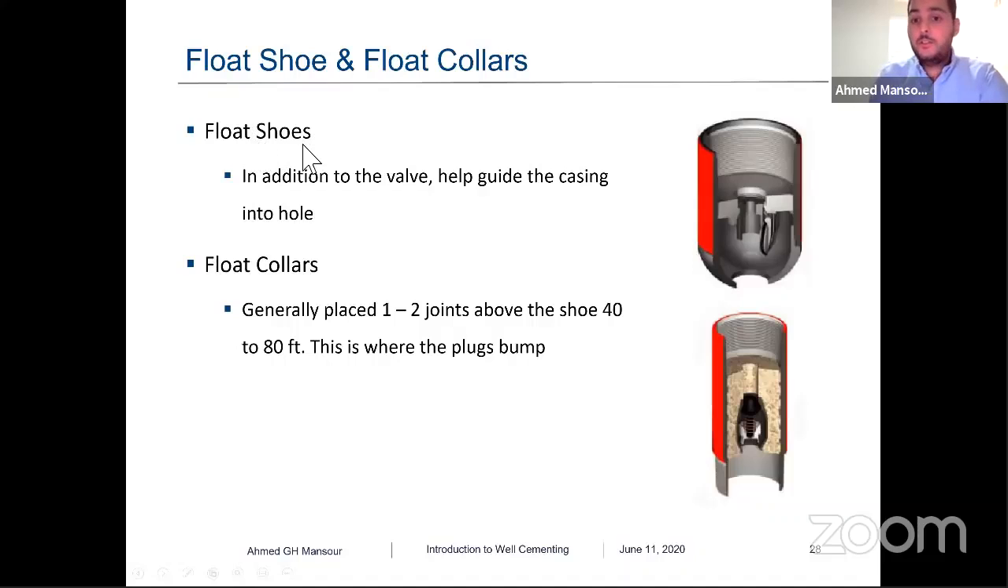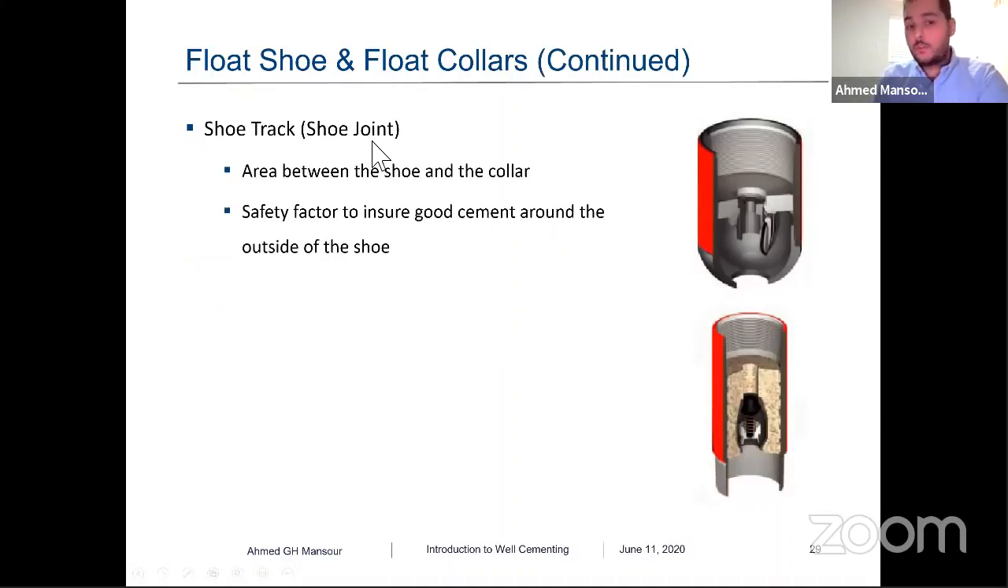And here the float shoe, as you can see, is similar to the guide shoe, but it has a valve here. It's a one-way valve, allowing the cement to go through it but not return. We have float collar. Float collar is a valve that we set one or two joints above the float shoe or the guide shoe. It allows the cement to go through it one way and not return to the casing. And the shoe track, or what's called shoe joint, is the area between the shoe and the collar, usually from 40 to 80 feet, and sometimes it's different based on the design that the operator company uses.